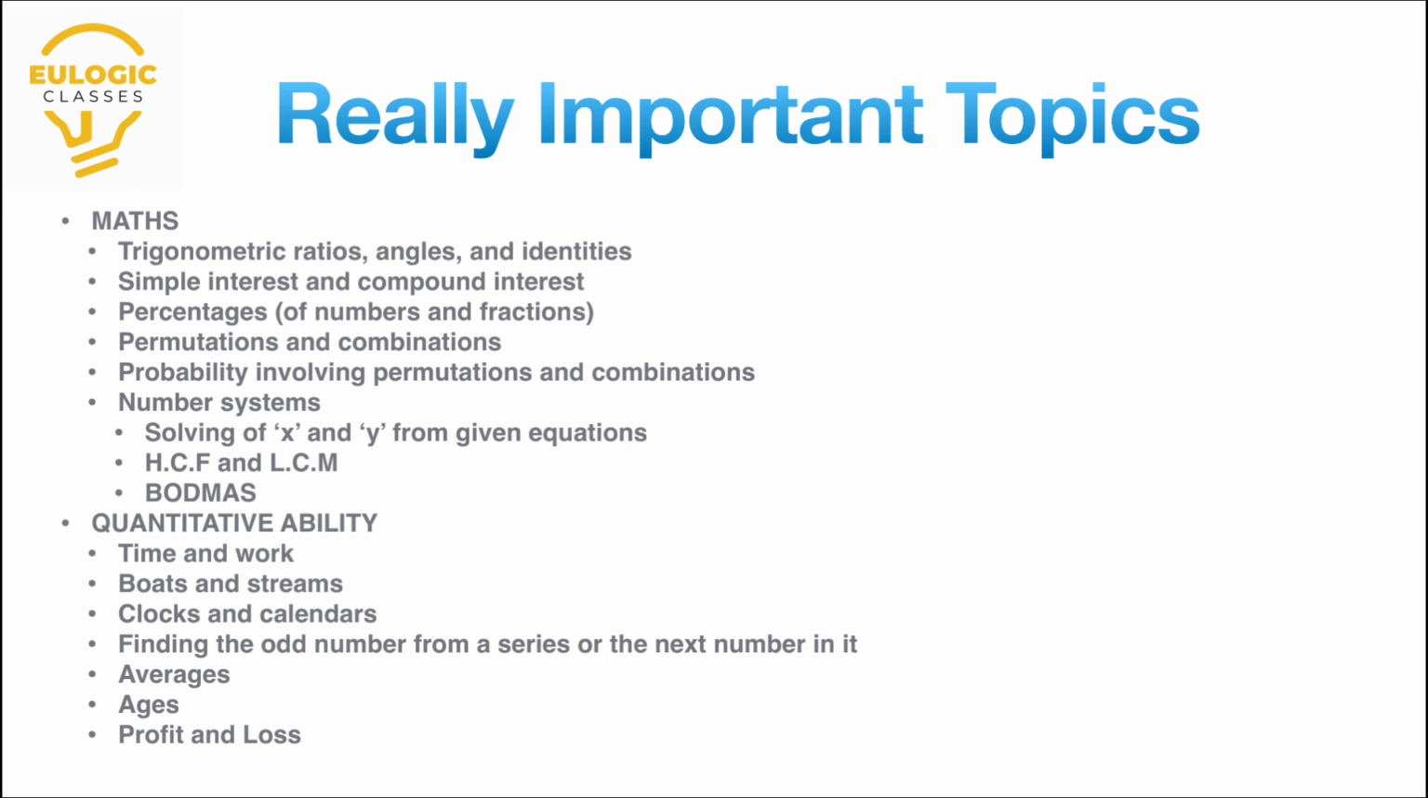In number system, there are questions like solving the value of x and y in an equation, and HCF, LCM, boat and stream. And in the quantitative ability section: time and work, boat stream questions, clock calendar, finding the odd number from the series, and lastly ages, averages, and profit loss. So these are really important topics that I mentioned here, and don't forget to do them.